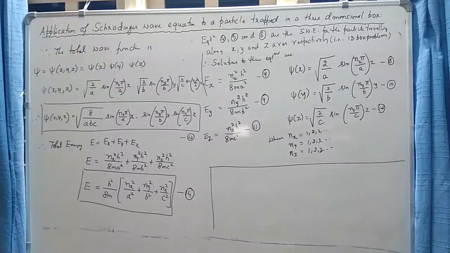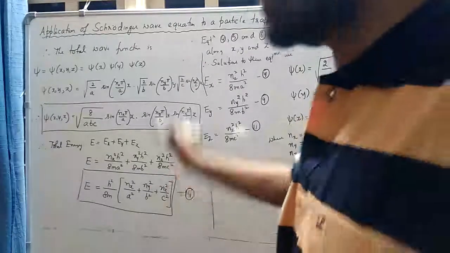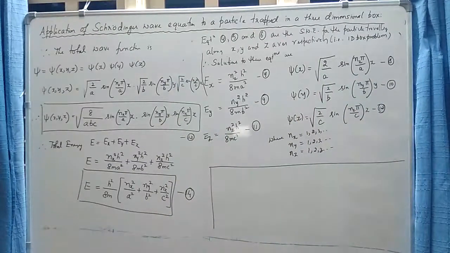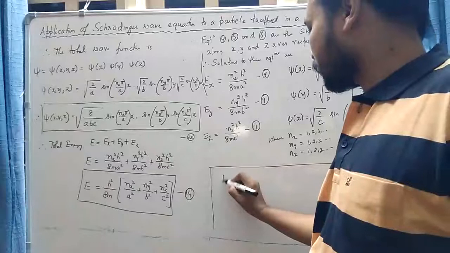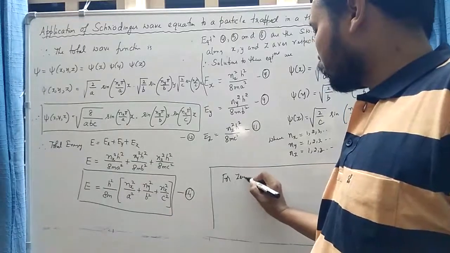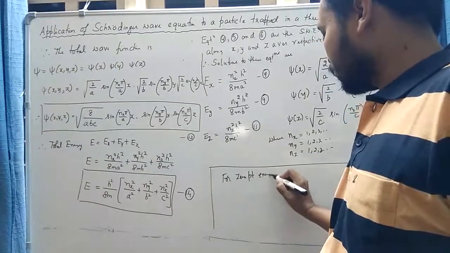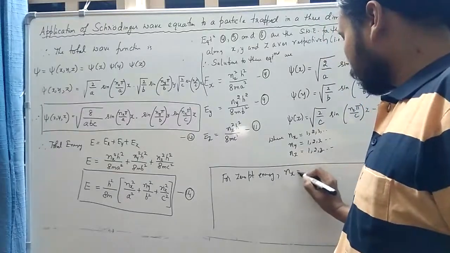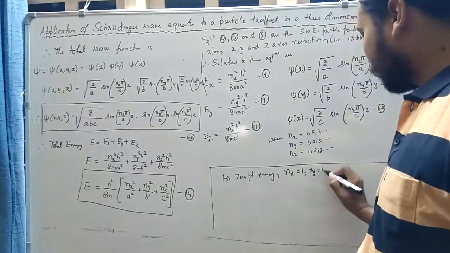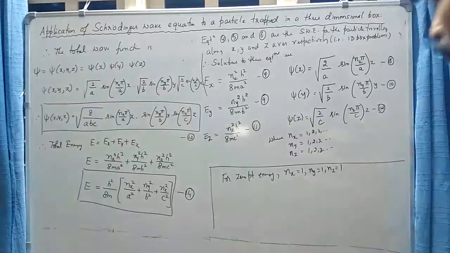To calculate the lowest energy, we have to substitute the lowest values nx, ny and nz can take. And what are the lowest values? Each can take the lowest value of 1. nx is equal to 1, ny is equal to 1, nz is equal to 1. This represents the ground state of the particle. So for zero-point energy, nx is equal to 1, ny is equal to 1, nz is also equal to 1.